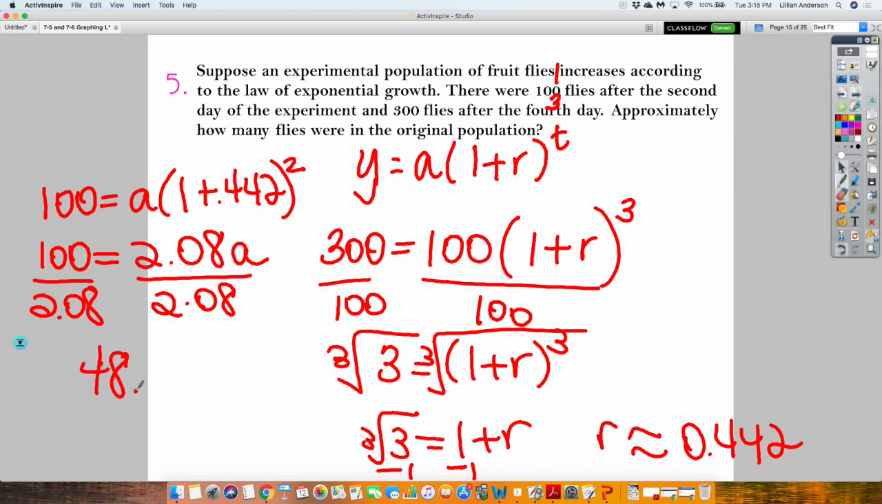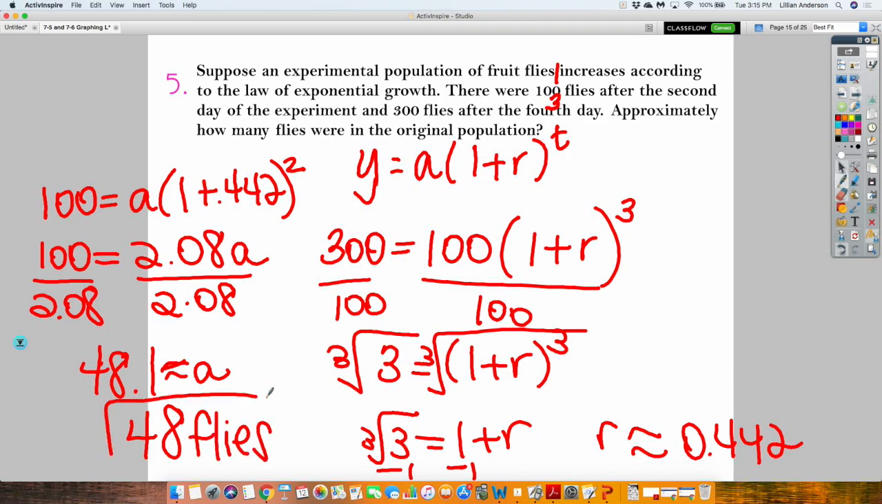48.1 about. But we are talking about fruit flies. Can we have a fraction of a fruit fly? So this is going to be 48 because we cannot make up for that 9/10 of a fly that doesn't exist. Okay?